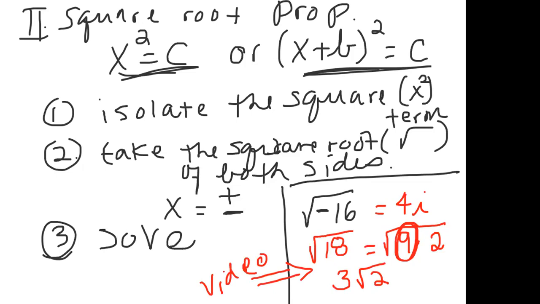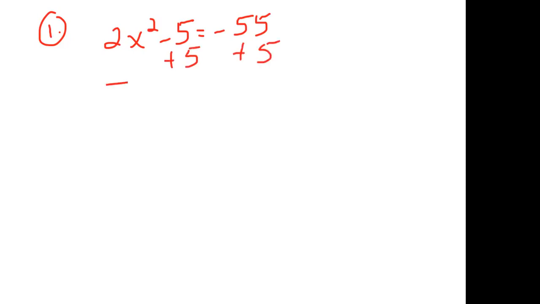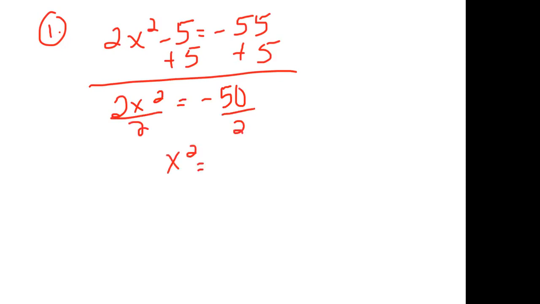All right, so now let me go over some example problems, guys, so I can show you exactly what I'm talking about. Number 1: 2x squared minus 5 is equal to negative 55. So here we are with a quadratic equation. In order to solve this, we want to isolate the x squared term. First, I am adding 5 to both sides, so I get 2x squared is equal to negative 50. Remember, I'm still isolating the x squared. I'm going to divide both sides by 2, so I get x squared is equal to negative 25.